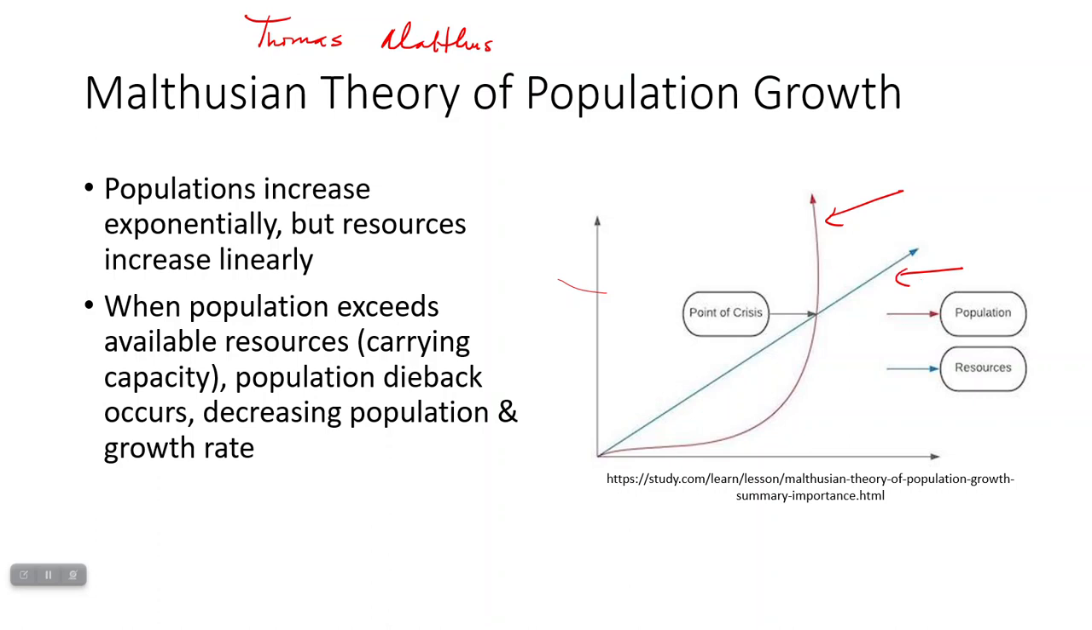So you can add more resources, but it's not going to increase as fast as the population increases. So eventually, at this point of crisis, you reach a point where the population is higher than what the resources can support. And this is, by the way, our carrying capacity. And then you have a population dieback. You have an increase in death rate, a decrease in birth rate, and the population decreases and the growth rate decreases as well. So if you ever see a reference to Malthusian theory, this is what it's talking about.